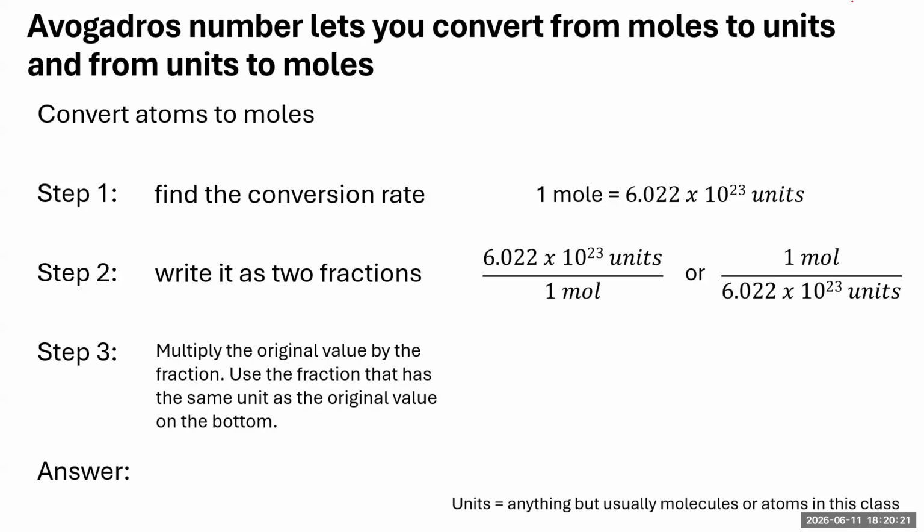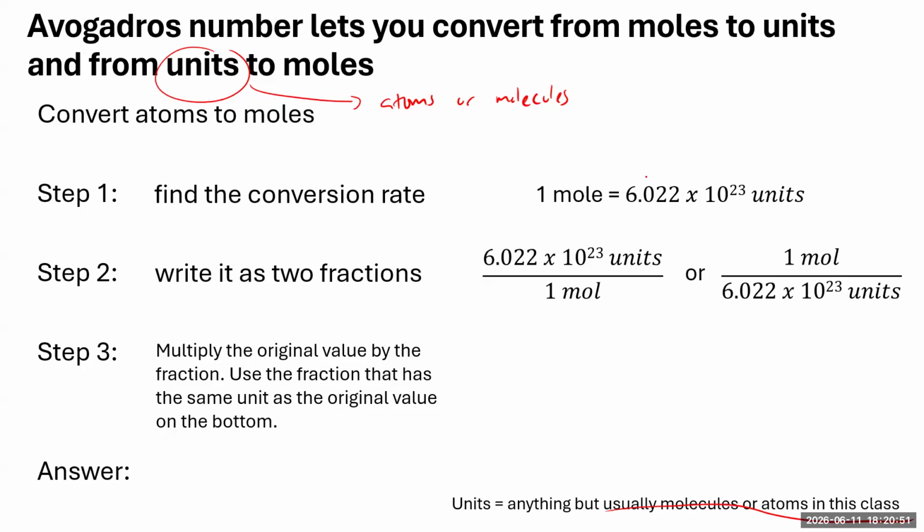Avogadro's number lets you convert from moles to units and from units to moles. Units in this class are going to be atoms, and units just mean things, right? Atoms or molecules. I guess I wrote it on the bottom there. So that's a conversion rate. 1 mole equals 10 to the 23rd things or units or atoms or molecules, right? It's just a number of things.